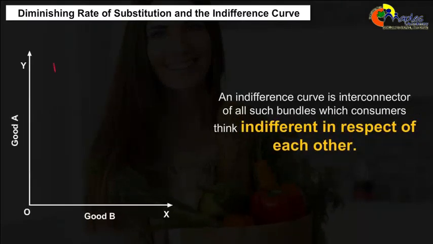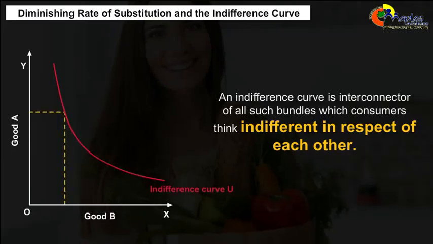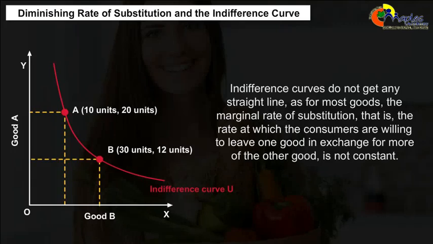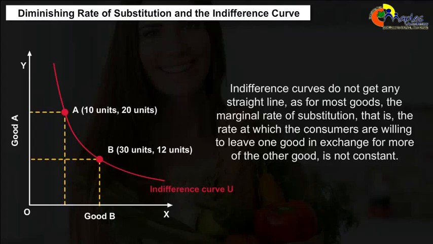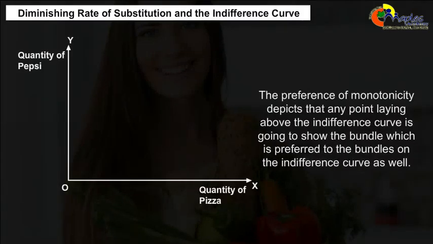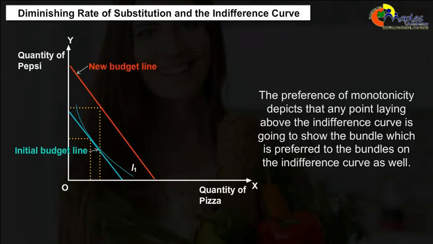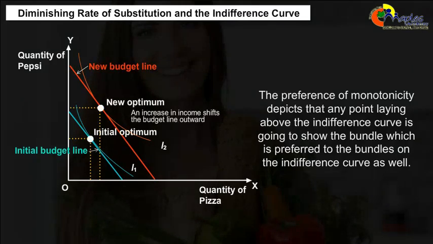An indifference curve connects all such bundles which the consumer considers indifferent to each other. Indifference curves are not straight lines, as for most goods the marginal rate of substitution, that is, the rate at which consumers are willing to give up one good in exchange for more of the other good, is not constant. Monotonicity of preference implies that any point lying above the indifference curve shows a bundle that is preferred to the bundles on the indifference curve as well.